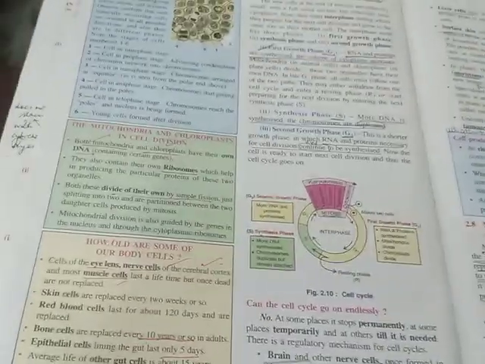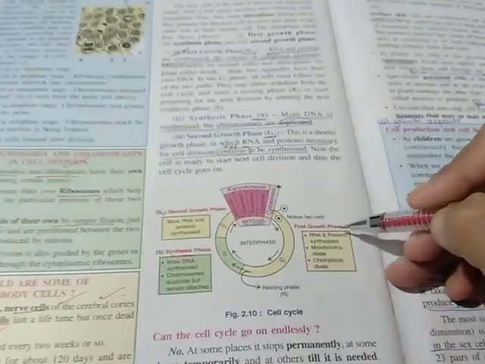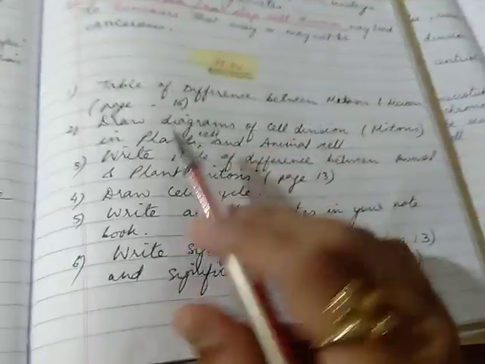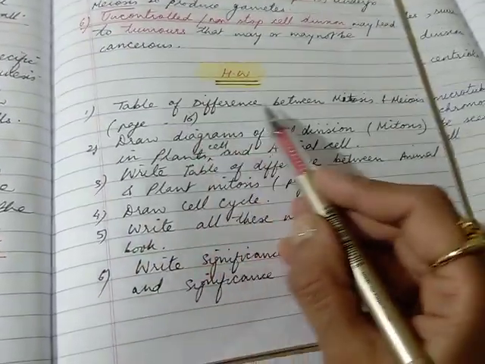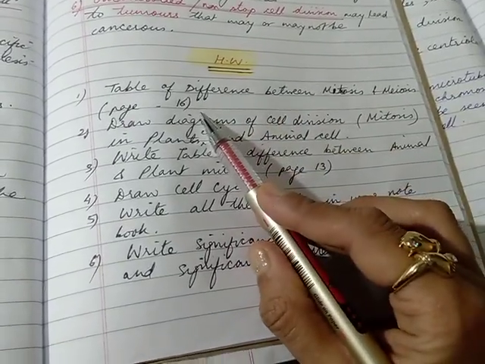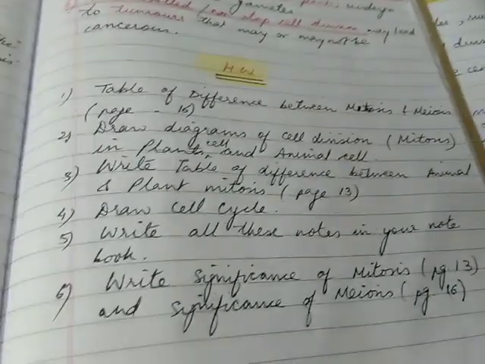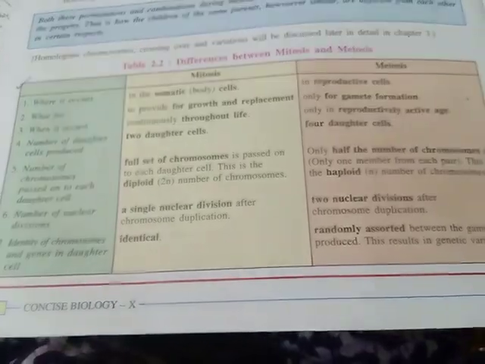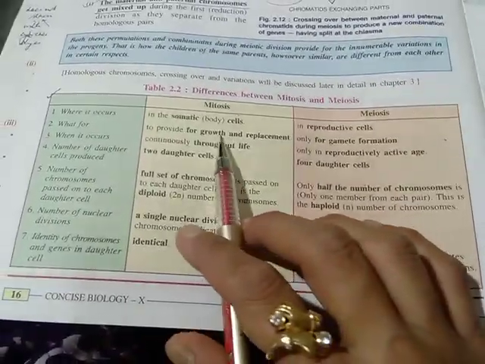Then coming to the next portion, cell cycle. This will be starting next time, but today I have framed up certain tasks for you children to write. Please note it, children. That's the homework for you today. Table of difference between mitosis and meiosis. I'll show you. We have discussed it last time, but this you will write down in your copies from page number 16. Page number 16, this is the table of difference between mitosis and meiosis.